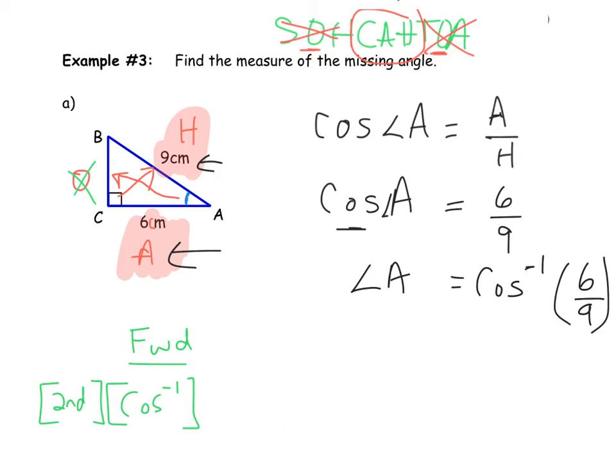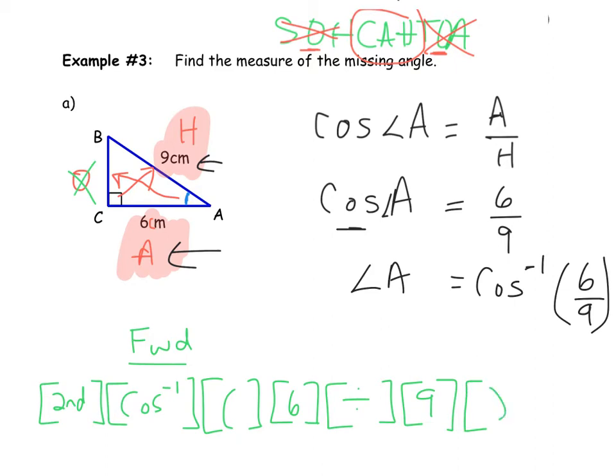cos button. And then often you have to put a bracket, so like your parentheses, and then I would go 6 divided by 9, and then close parentheses, and then don't forget to press equals. And when you do that, what you should end up with as an answer for angle A is 48, I'm rounding to the nearest degree, 48 degrees.